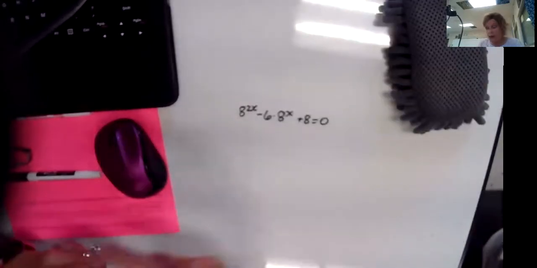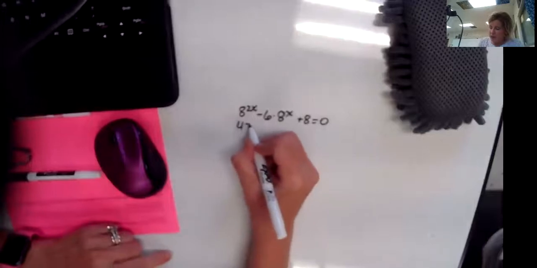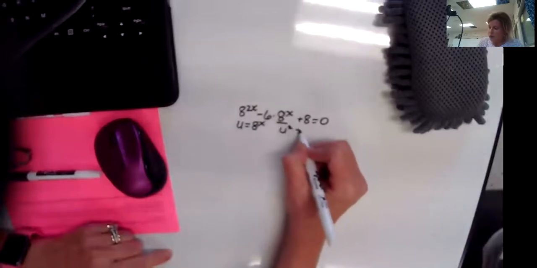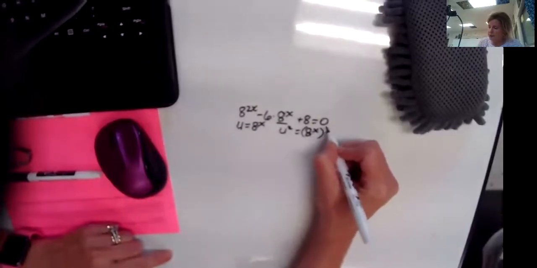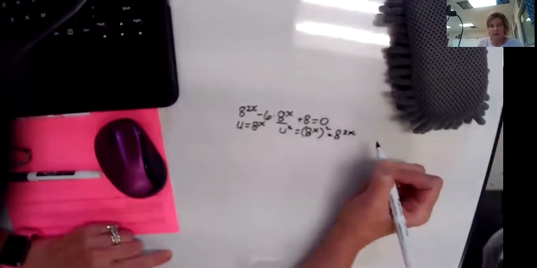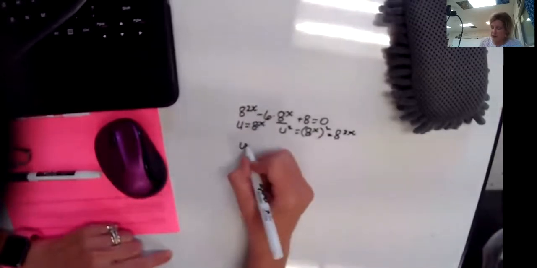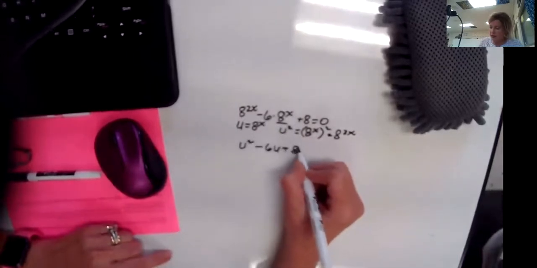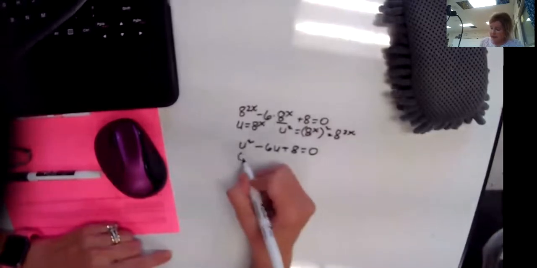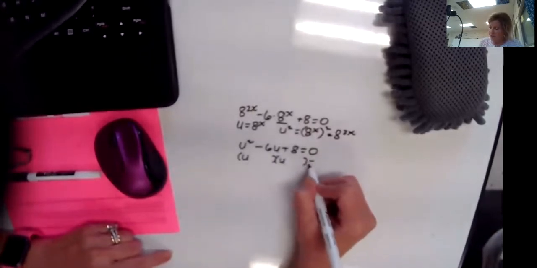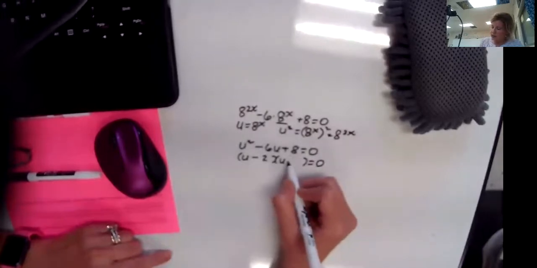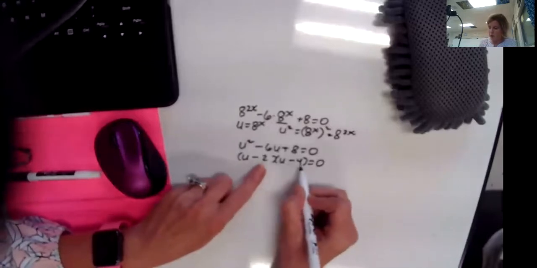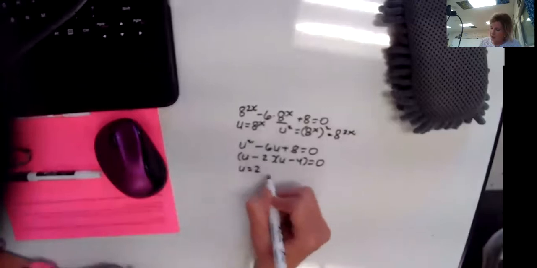This is the same type of equation. Again, I'm going to let u be the variable portion of the middle term, so 8 to the x, meaning that u squared will be 8 to the x quantity squared, which is 8 to the 2x. That means 8 to the 2x is u squared, minus 6 times 8 to the x is minus 6u, plus 8. I can again AC factor. So I'm thinking u minus 2, u minus 4: u squared minus 4u minus 2u is minus 6u, plus 8. So u is 2 and u is 4.